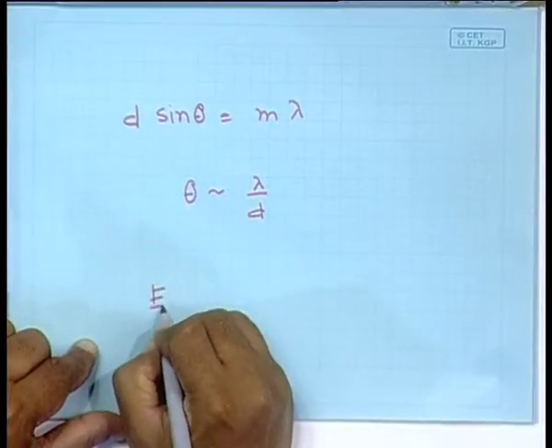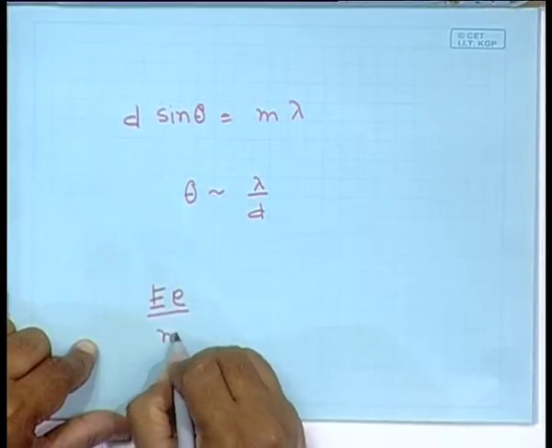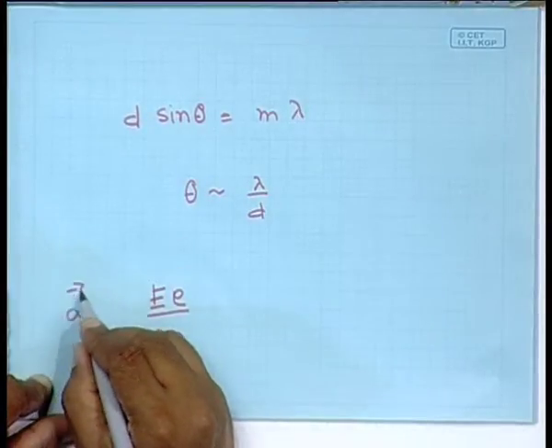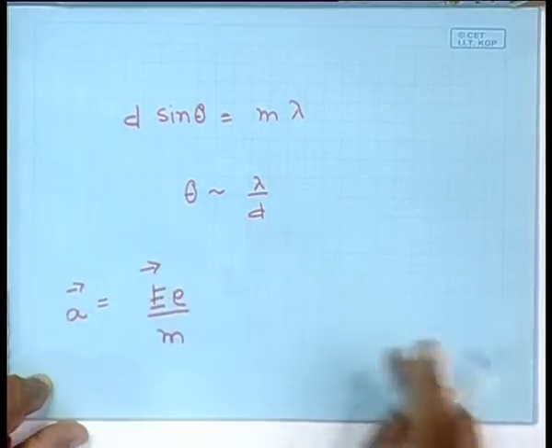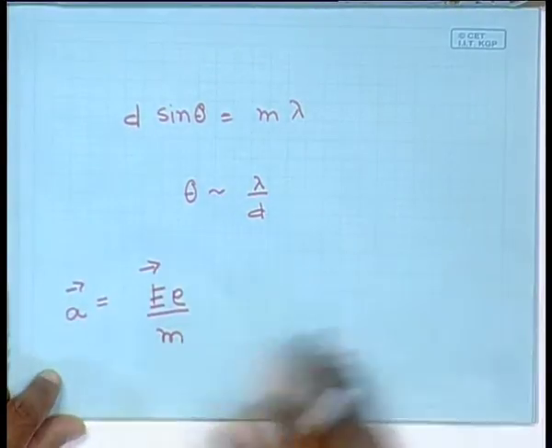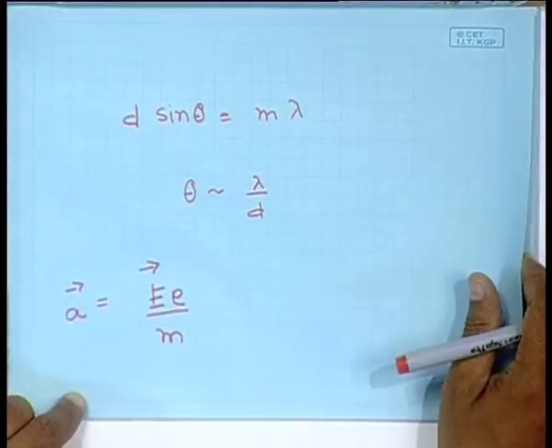Now, the acceleration of the nucleus is going to be much smaller, because the acceleration of any particle under the influence of an electric field is E, the electric field, times the charge divided by the mass. This is the acceleration of the particle, and the nucleus is much heavier than the electrons. So, the acceleration of the electrons is going to be much larger than the acceleration of the nucleus.